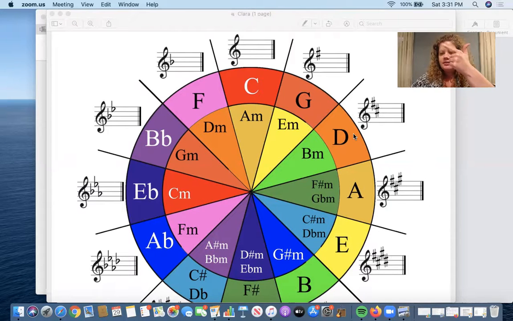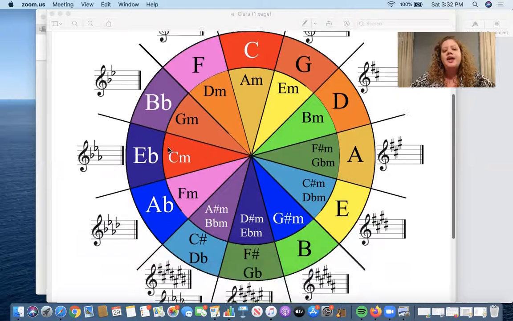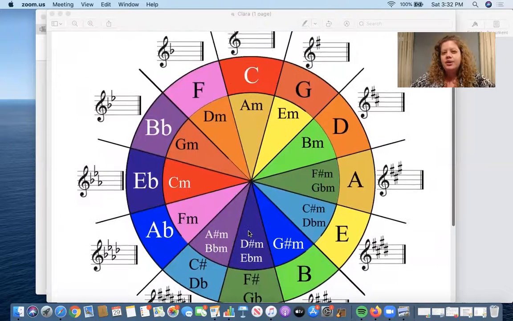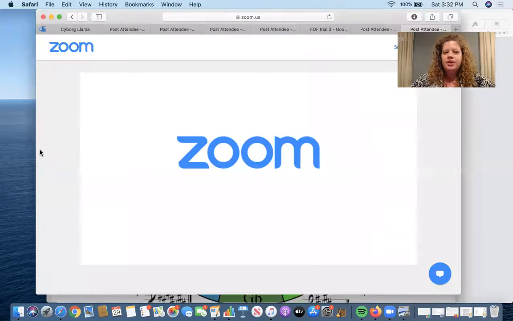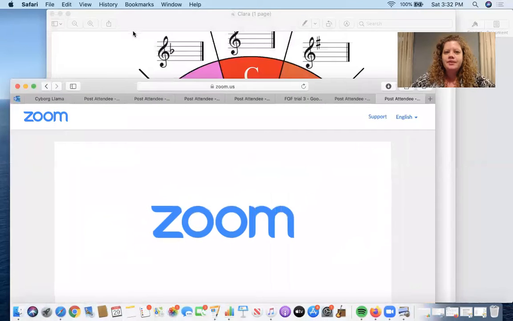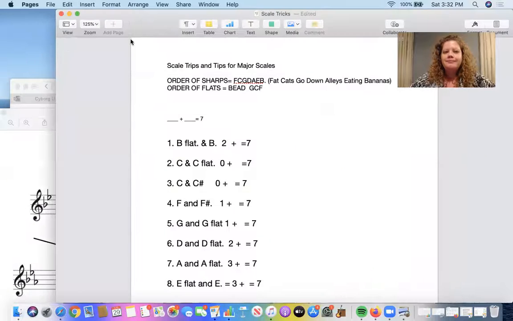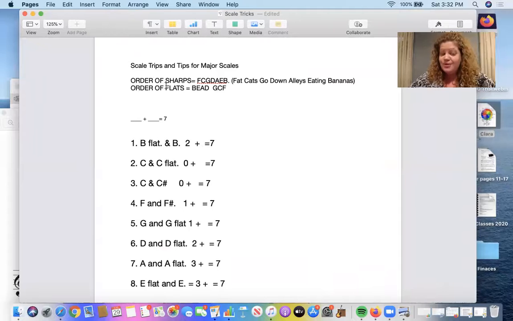Here's the trick that I like to teach: Fat cats go down alleys eating bananas. The flat order is the mirror opposite of that, so the opposite order. It starts with a B. B-E-A-D literally spells the word bead. And then G, C, F. Greatest common factor is one thing I like to think of. So, order of the sharps: fat cats go down alleys eating bananas. Order of the flats: bead, G, C, F. We kind of need to know that. You just have to memorize that, and I think a lot of students know that.